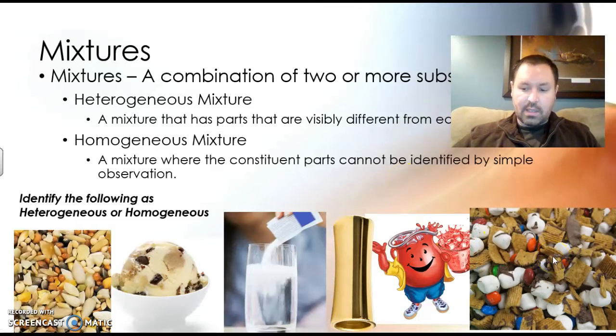This just looks absolutely delicious right now. Yeah, there's nothing healthy in there. But you can say that's definitely a heterogeneous mixture because you can see the different parts. It doesn't look like one new substance.